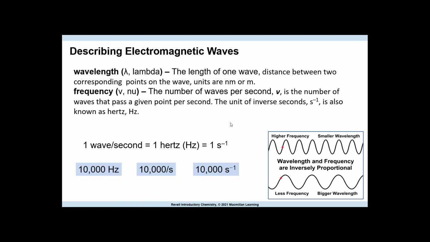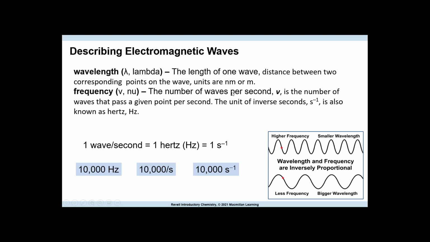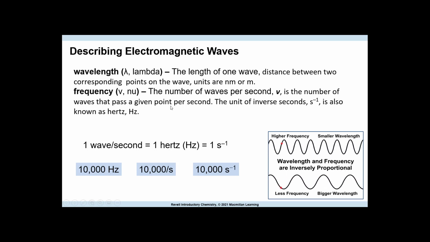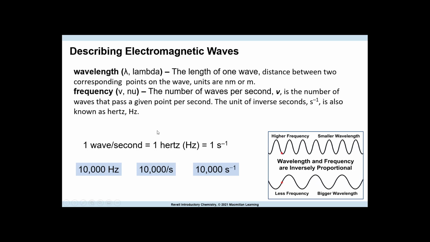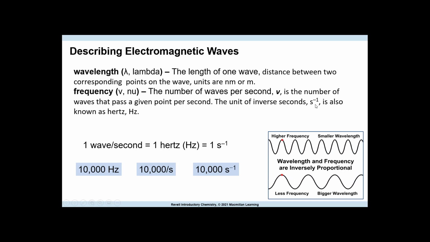Frequency is the number of waves per second, and it's the Greek letter nu, which really isn't a V. It's more like a little hand wave, but it's easier just to put V. It's the number of waves that pass a given point per second. So the units, these are in nanometers or meters, lambda, and frequency is in the unit of inverse of seconds, which you can write like this.